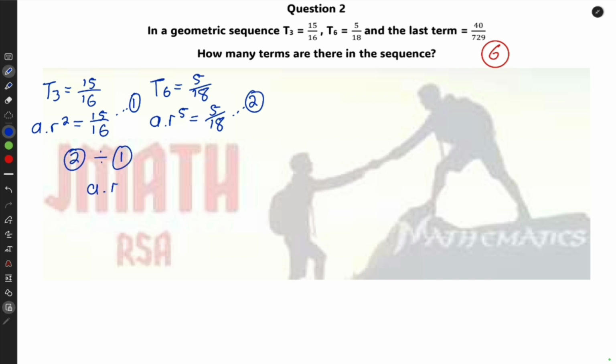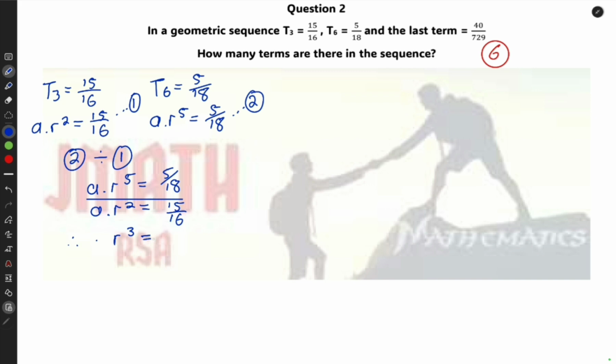So A times R^5 equals 5 over 18. And I'm going to divide that by equation 1, which is A R squared, 15 over 16. Once again, I'm just taking each column and dividing it. So A divided by A just gives me a 1. Then R^5 divided by R squared is going to give me R cubed. Okay, that should be in the therefore sign.